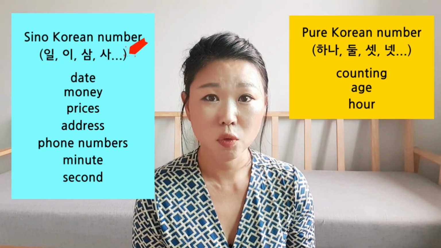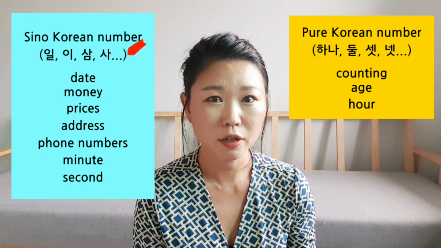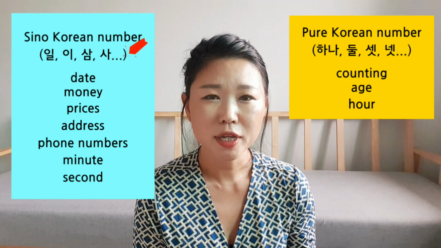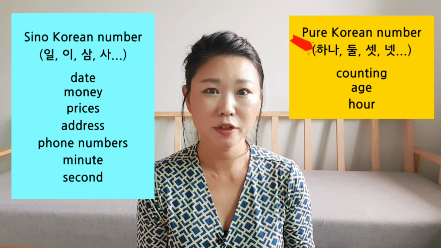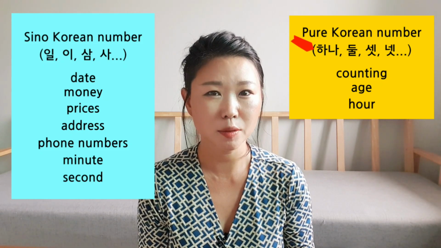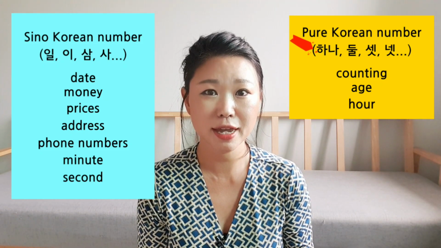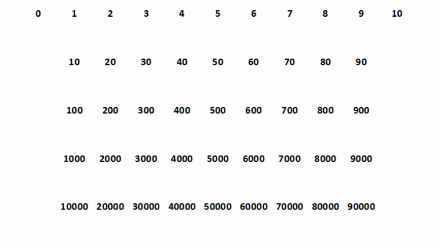When we say numbers for dates, money, prices, addresses, phone numbers, minutes, and seconds, we use Sino-Korean numbers like 일, 이, 삼, 사. They are from Chinese characters. And when we say numbers for counting, age, and hour, we use pure Korean numbers like 하나, 둘, 셋, 넷. They are original Korean. Then let's practice saying 1 to 10 in Sino-Korean numbers first.